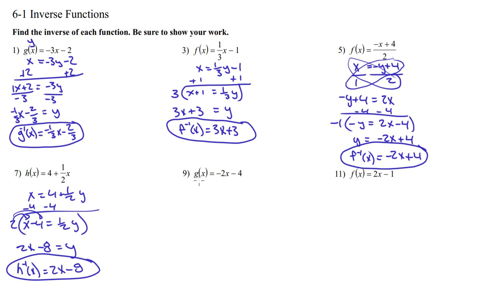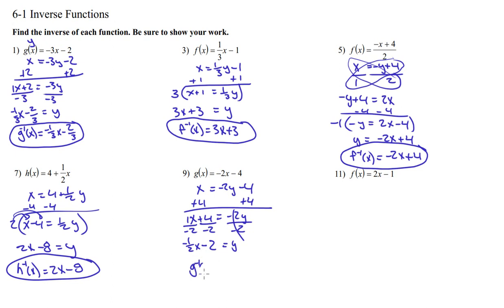Okay, so this one here, this is the x over here. The x turns into y, and then we solve this thing. Add 4 to both sides. X plus 4 equals negative 2y. Divide everything by negative 2, right? And we get that y equals, that's really a 1, so that's negative 1/2 x. And positive divided by a negative is a negative. 4 divided by 2 is 2. So that means g to the negative first of x, or the inverse of g of x, is negative 1/2 x minus 2.